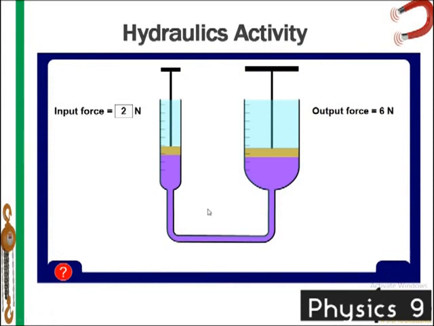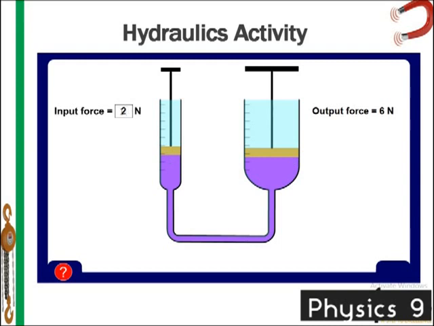Now, this is another very useful activity because it gives you an idea of the input force in the hydraulic system and the output force. So here you can see that if the input force is 2 newtons, if we apply a force of 2 newtons on this piston, what this is showing you is that the force applied against this particular piston is going to be 6 newtons. In other words, it is a force multiplier. You're multiplying the force. The input force is smaller than the output force. The output force is larger.